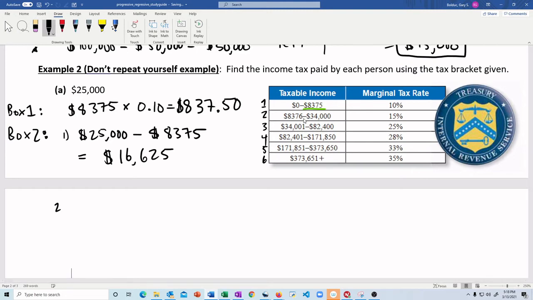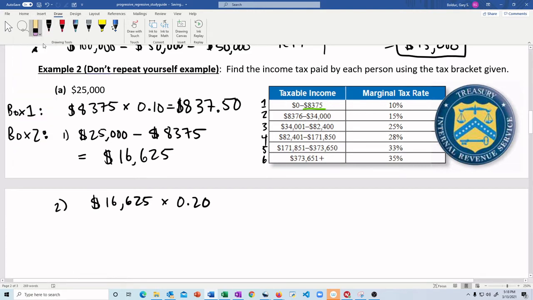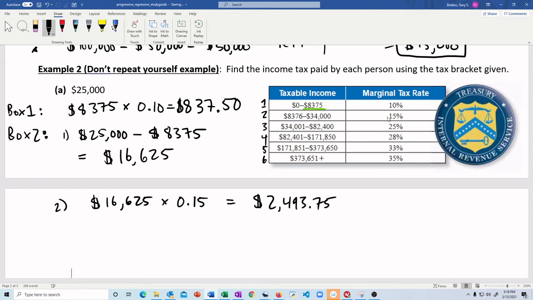Step 2, tax it. Take the amount of money that your income is filling into this box and tax it. It gets taxed at 15%, because that's this tax rate here. So then we just take that number and we type in times 0.15, and that's equal to $2,493.75. So that's how much tax you pay on your income that falls into the second bracket.